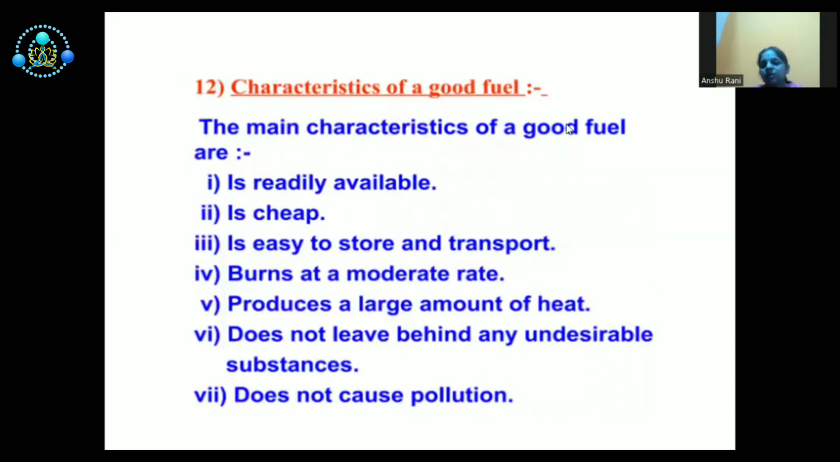What should be the good characteristics of a fuel? Like we are using LPG as fuel nowadays. Why was it chosen? Why is it considered a good fuel? As it is easily available, it is cheap, so that we can afford it. It is easy to store and transport. Say if you are using cow dung or wood as fuel, you need much more space than you need for one cylinder of LPG. It burns at a moderate rate and its fire can be controlled, like you can get more flame or less flame depending upon the requirement. It produces a large amount of heat and on burning it doesn't produce any kind of ashes and it doesn't cause pollution.